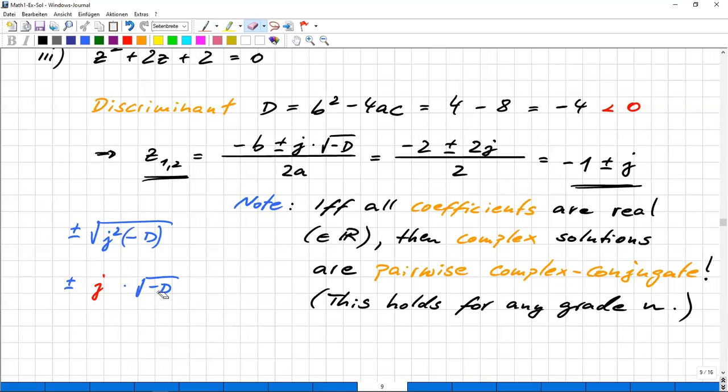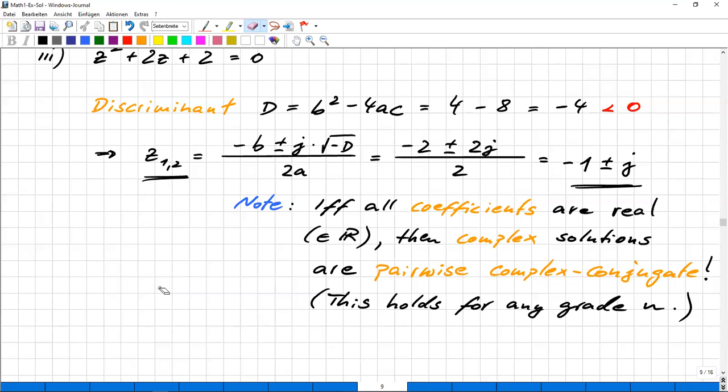times square root of minus discriminant. That's what I'm doing here. Sorry for the complicated explanation, it's really a little bit difficult to argue in the moment when you draw the square root of j squared. But in principle, I think you see what I'm doing here.